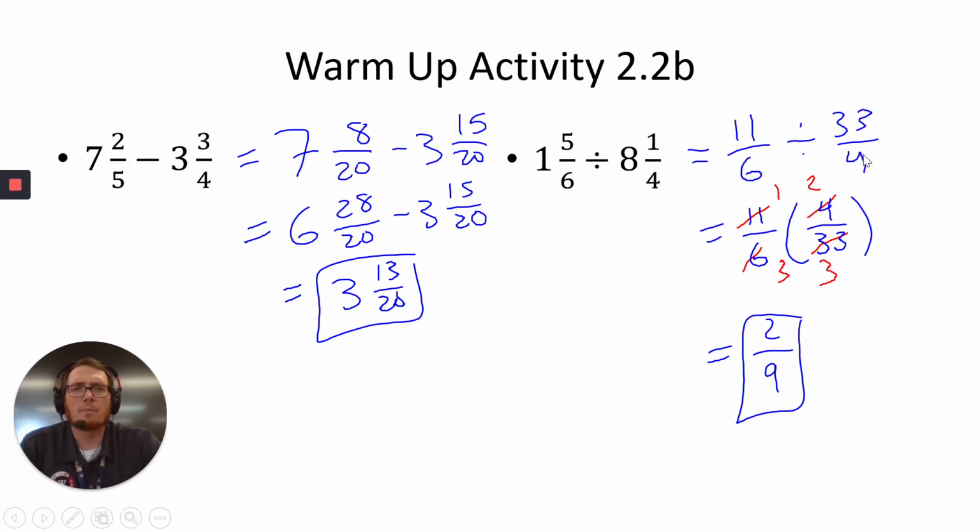The one on the right, remember for division, you have to do keep, change, flip. But you can't do keep, change, flip until you make everything improper. So multiplication and division both have the same rules. You have to make them improper first, and then for division, do keep, change, flip. There's lots of simplifying to be done on this question. That'll save you a lot of time. So make sure that you simplify to get an answer, in this case of 2/9.